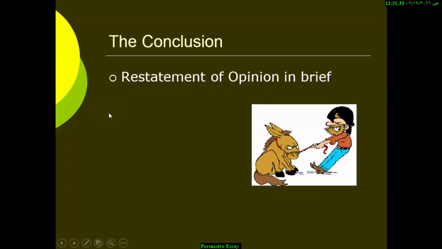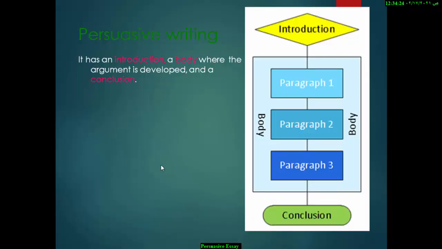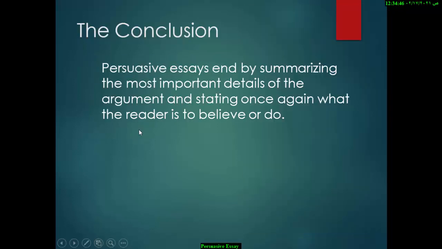In the conclusion, you should restate the opinion in brief, using different words to express the same idea that you mentioned in the thesis statement. That is the format of the persuasive essay. It should have an introduction, body, or maybe bodies, and conclusion. Give the details in the body, not the introduction, and not in the conclusion. What should I write in the conclusion?